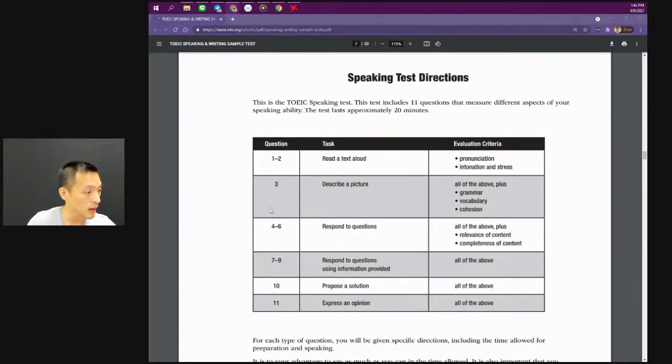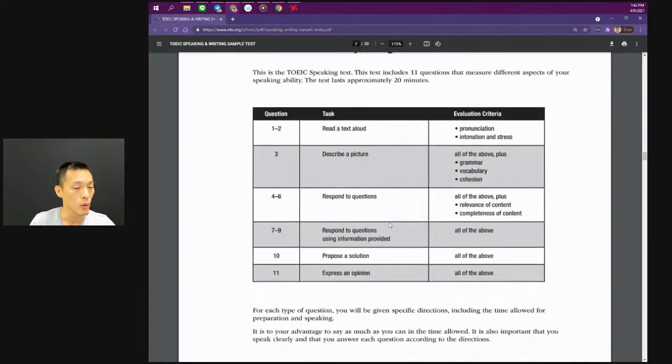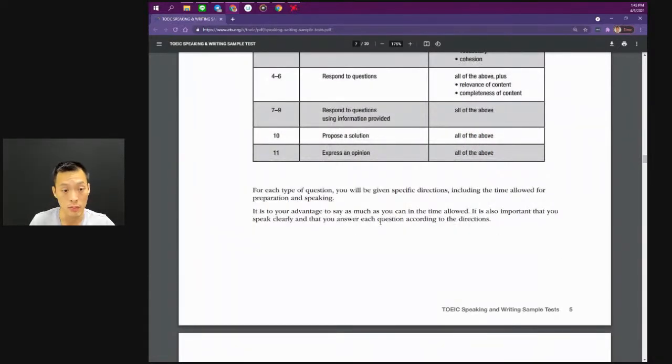The rest of the questions, like number 3 to number 9, are the same as the integrated speaking task of TOEFL. Right? They give you some information in the form of a video, a question, a picture, or whatever, and you have to give your answer with respect to the information that was given. Right? So this is basically the integrated speaking task in TOEFL. And then the last question is expressing the opinion. So this is just like the independent speaking task of TOEFL. Right? You are asked something and you have to give your own opinion.